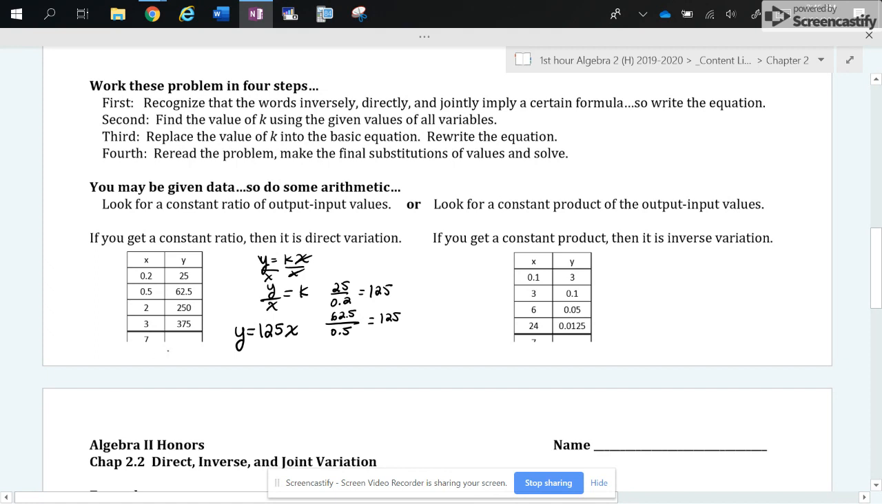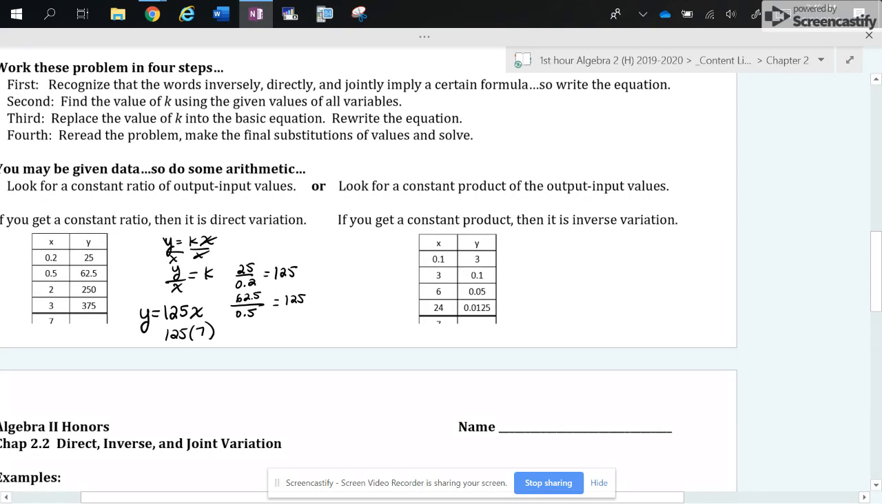So to get when x is 7, I would multiply 125 times 7. And the same thing for inverse variation. If y is equal to k divided by x, that's my inverse variation equation, then the constant will be equal to the x times the y. So if I multiply the x times the y for every single ordered pair and I get the same number, if it's constant, then that tells me we have inverse variation.